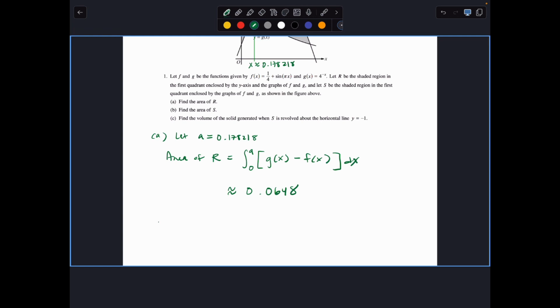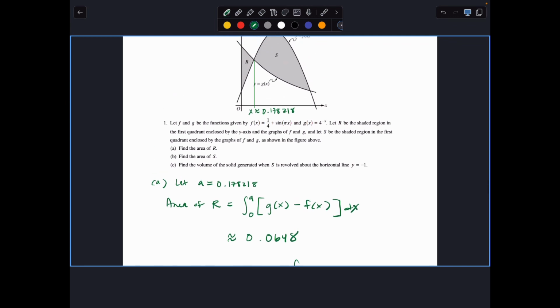Okay? And then just for this video, I'm gonna set up area of S would be the integral from A to, you find this point of intersection, which is 1.